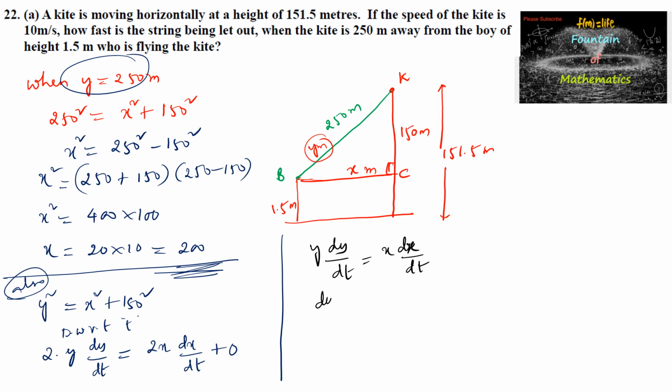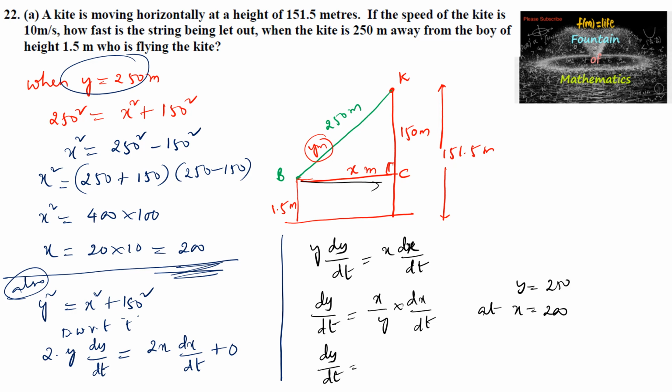So dy by dt is equal to x upon y into dx by dt. And it is also mentioned that the speed of the kite moving horizontally is nothing but 10 meter per second. So we can write dy by dt is equal to, and x value is, at x is equal to 200, y is equal to 250. So we can write dy by dt is equal to 200 divided by 250 into dx by dt, which is 10.